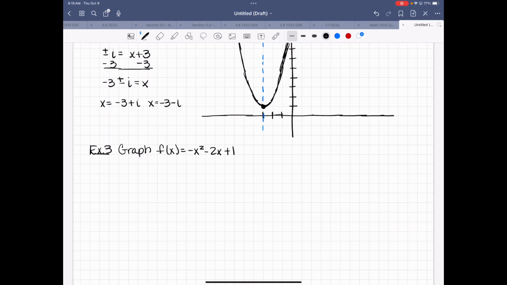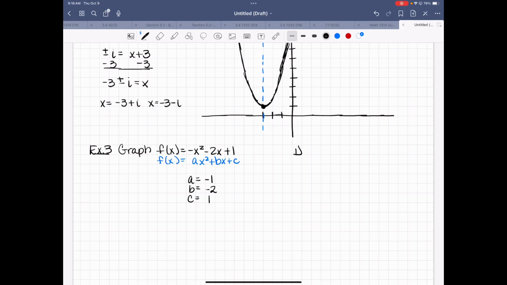Okay? This time we are in general form, which is f of x equals ax squared plus bx plus c. Now, because we have to do a little more work here, we're going to go ahead and list A, B, and C. What is A here? -1. Yep, -1. B is -2, and C is 1, correct?